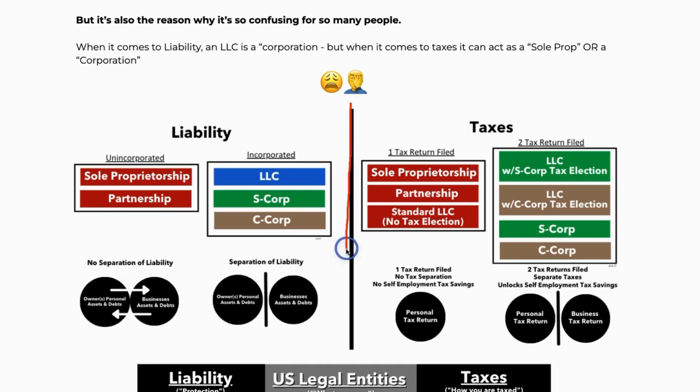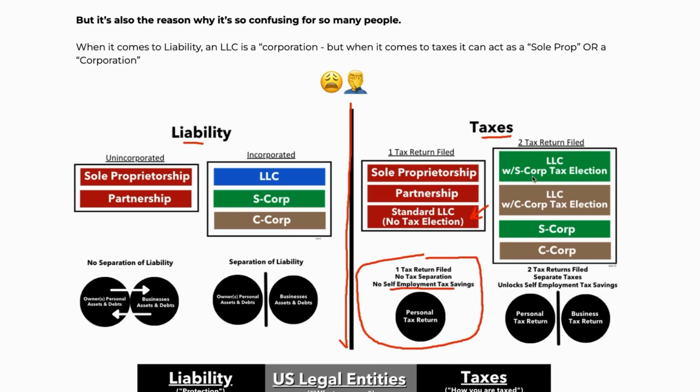So again, we have our two sides of the equation, liability, and then we got taxes right here. You'll see when you have a standard LLC with no tax election, which is just when you first start an LLC, you have one tax return that is filed and there is no tax separation, meaning there is no savings on self-employment tax. We'll talk about that in just a second. Don't get confused by that.